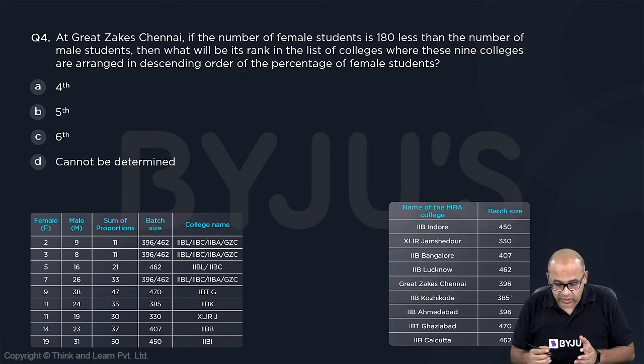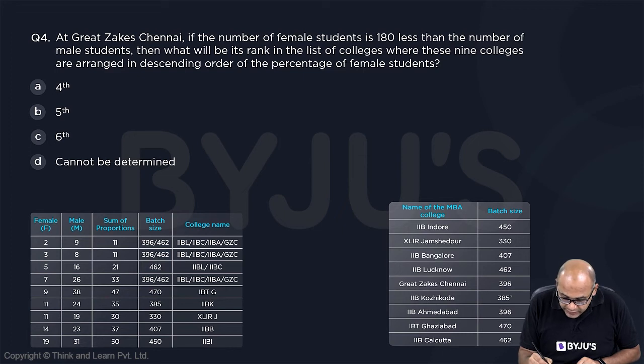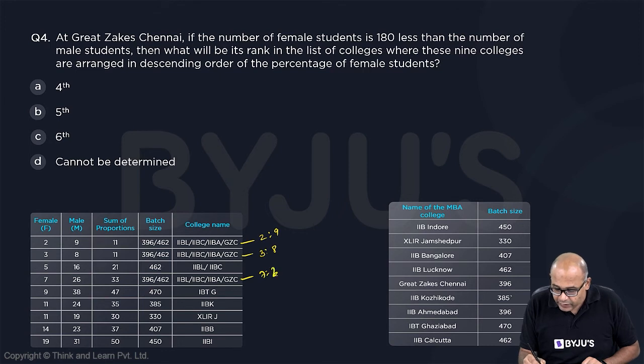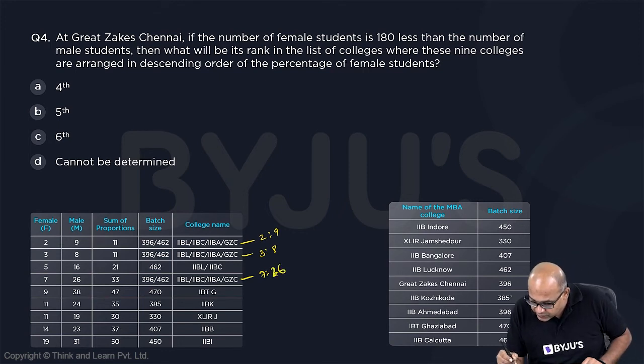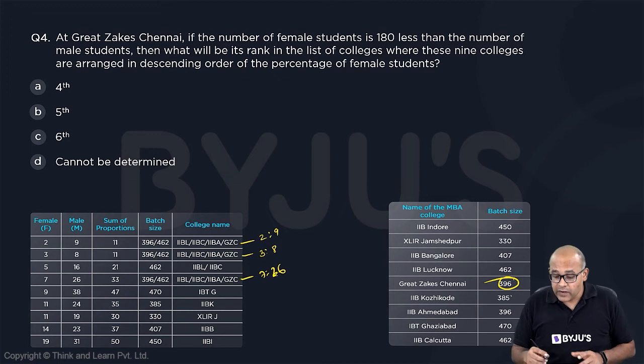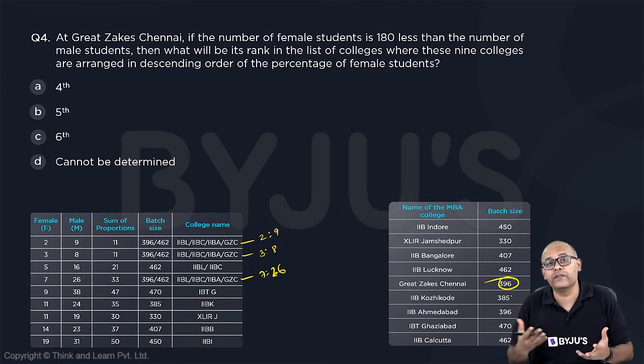Right, so the last question in this particular set, at grade JX Chennai, if the number of female students is 180 less than the number of male students. So now, grade JX could be in one of these three possibilities in terms of ratio. So we have 2:9, we have 3:8, and we have 7:26. But we know that grade JX total students, where is that? Yes, 396. Which of these three ratios will give me the difference as 180?